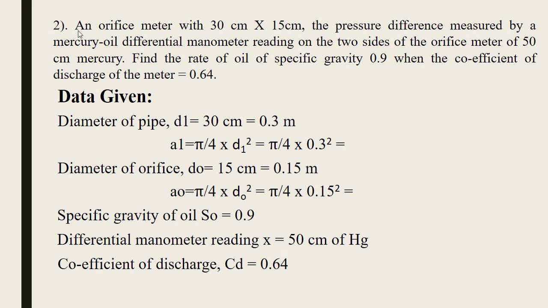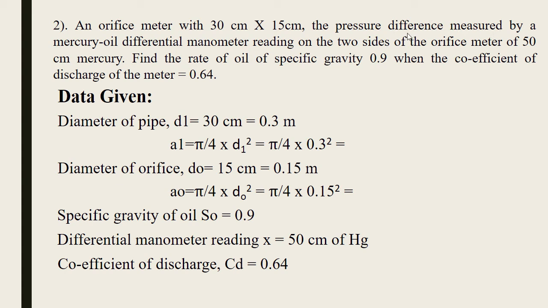Now what does it mean? An orifice meter with 30 centimeter by 15 centimeter I can decode as: 30 centimeter is the diameter of the pipe, and 15 centimeter is going to be the orifice diameter. Instead of giving a long statement, you can give it in this short format. You have to remember this during problem solving. Anyhow, the pressure difference is measured by using a mercury oil differential manometer. Here the differential reading is given.